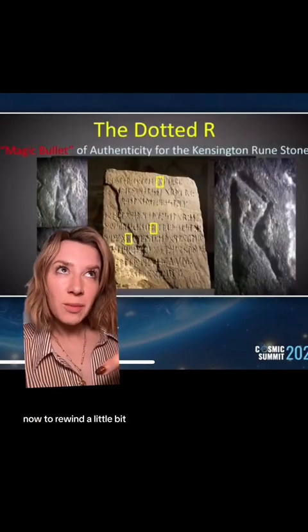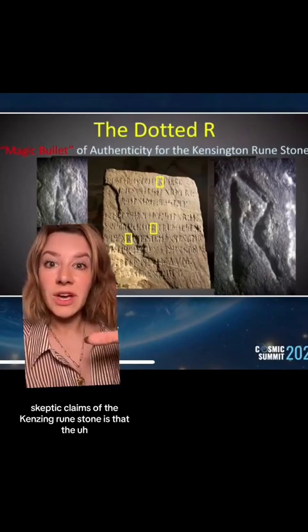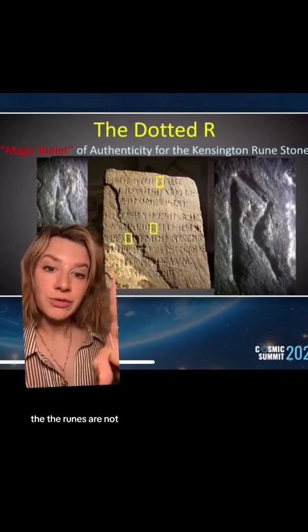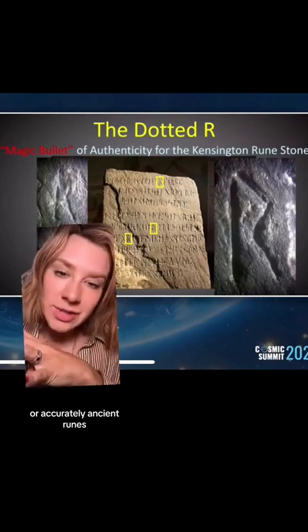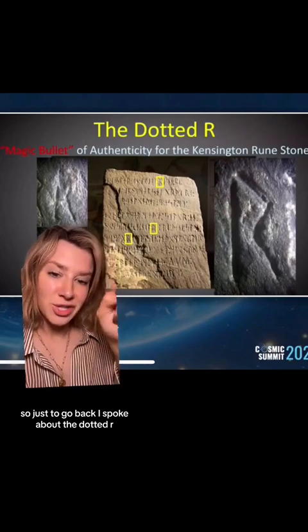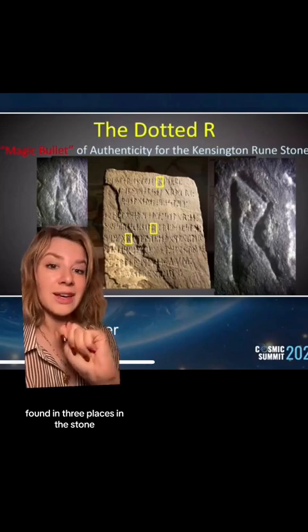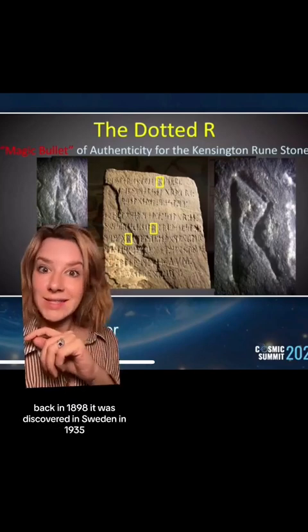Now, to rewind a little bit, one of the biggest skeptic claims of the Kensington Rune Stone is that the runes are not all accurately ancient runes. Some of them are modern. So just to go back, I spoke about the dotted R, which was found in 3 places in the stone. Now, the dotted R was not something that was known about back in 1898.